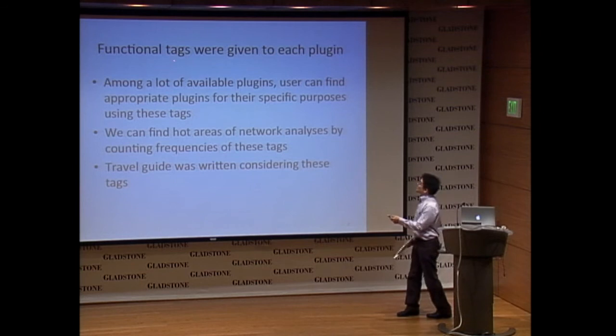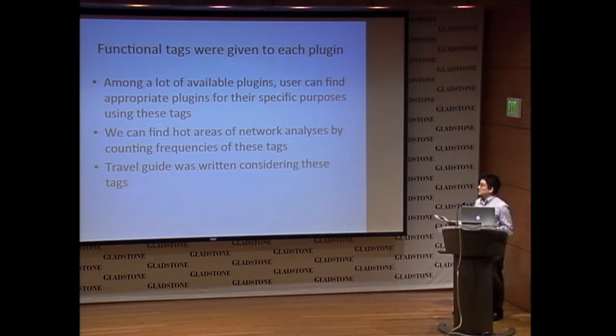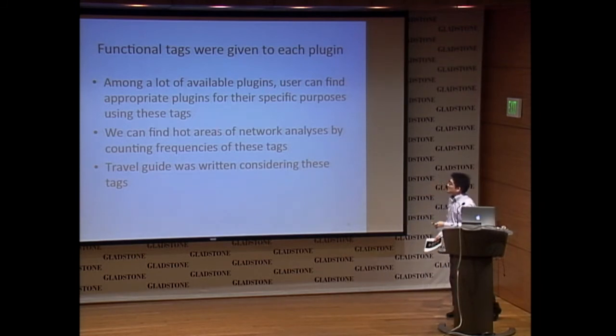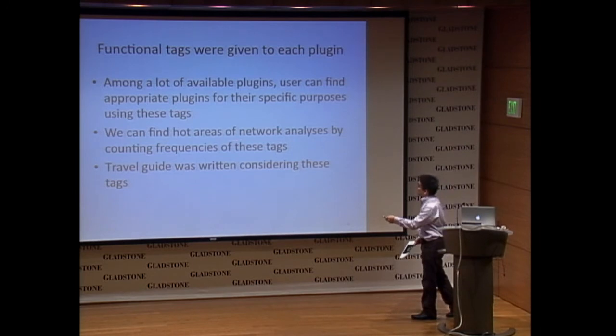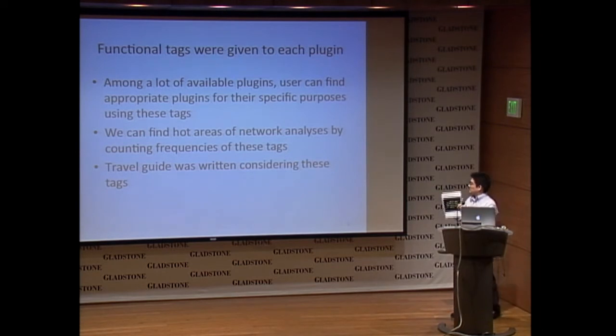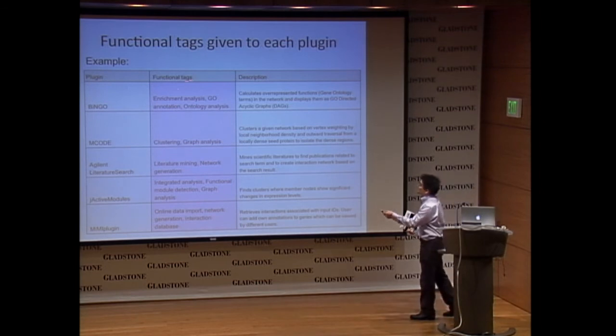The next thing is to classify the Cytoscape plugins based on their function, so that among a lot of available plugins, users can find appropriate plugins for their specific purpose using these tags. And we can find hot areas of network analysis by counting the frequency of these tags. The travel guide was written considering these tags. Initially, all the tags were prepared by me, but they were subsequently substituted by the Alex group. So this is an example of the functional tags.